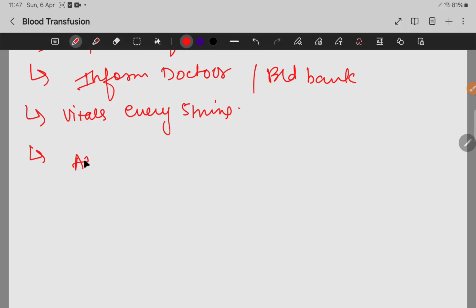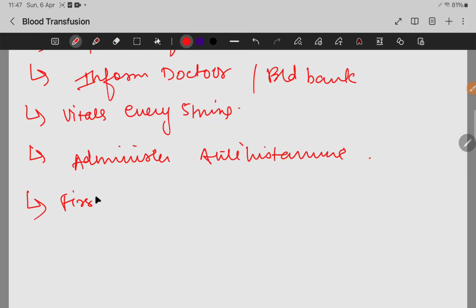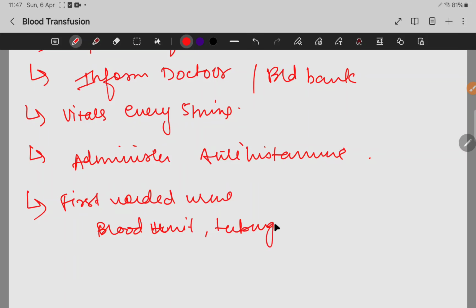Okay, so that you have to promote diuresis and use a new IV set. You have to administer antihistamine as ordered by the physician. And collect the first voided urine, blood unit, tubing and the filter and give it to the blood bank.